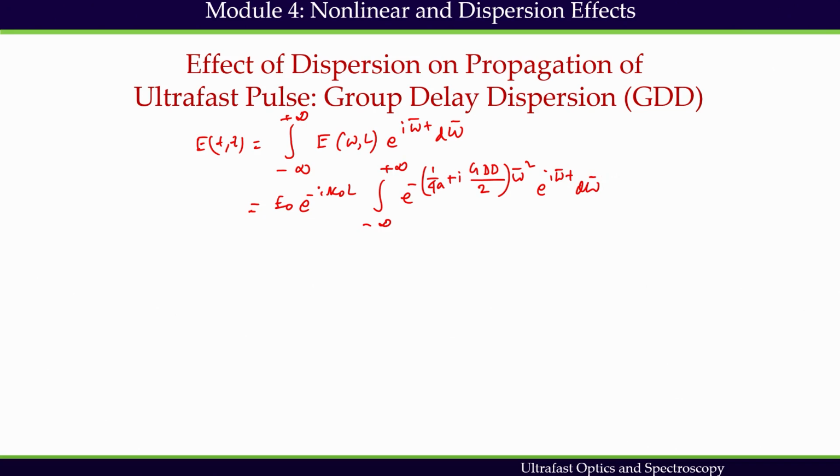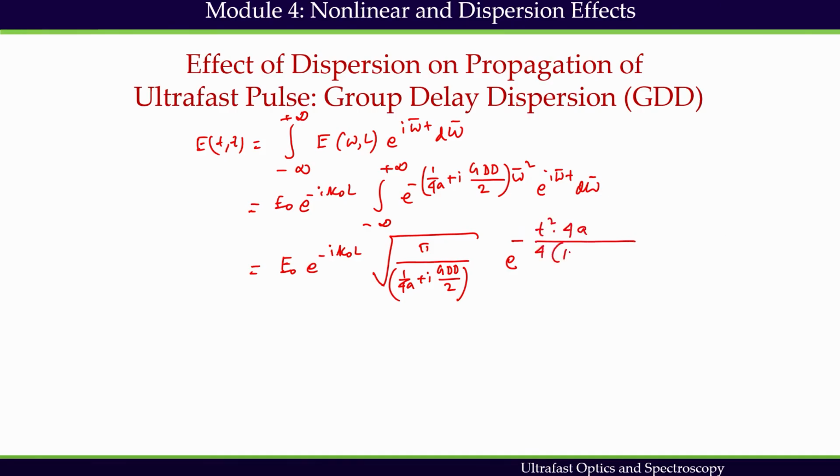And if we use the standard identity, then we can write down this standard Gaussian integral as e to the power minus i k naught L, times the square root of pi by (1 by 4a plus i GDD divided by 2), multiplied by e to the power minus t square multiplied by 4a divided by 4 multiplied by (1 plus i 2a GDD). This is the expression we get.